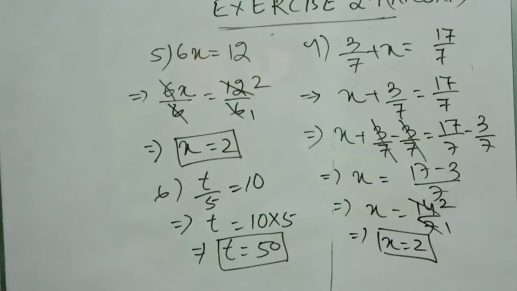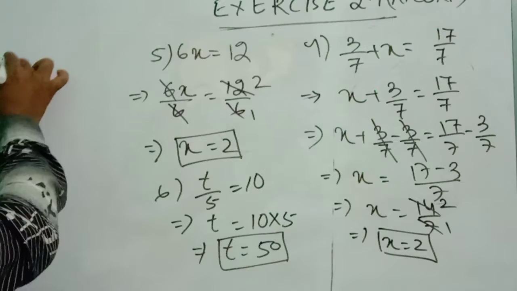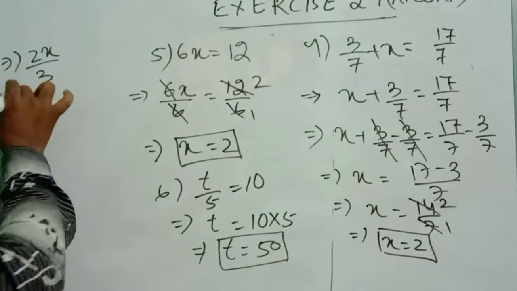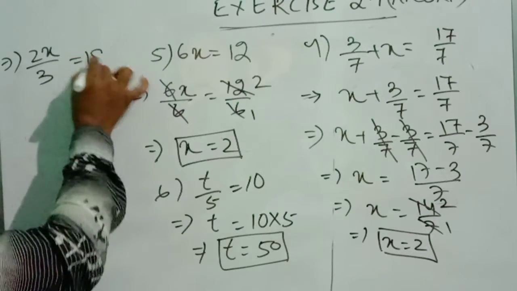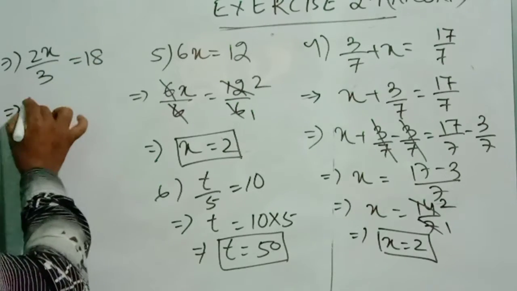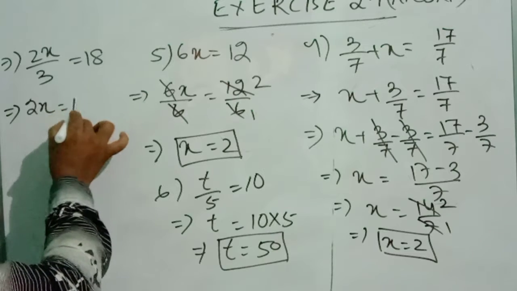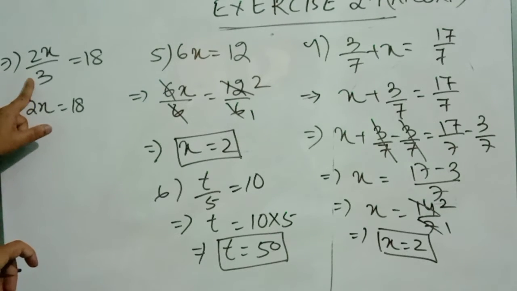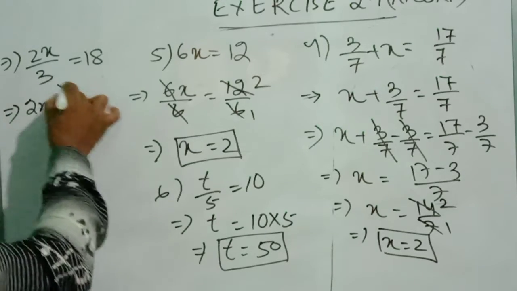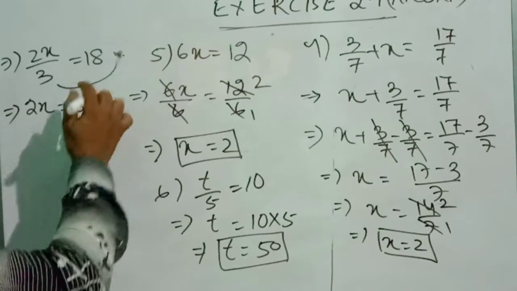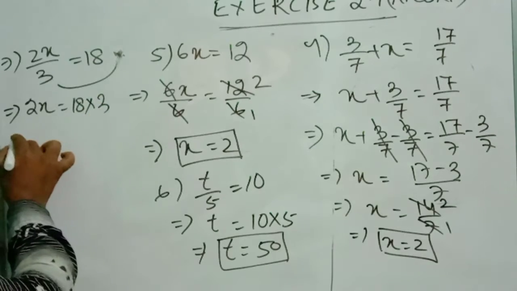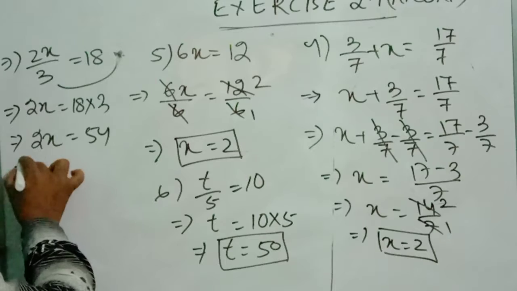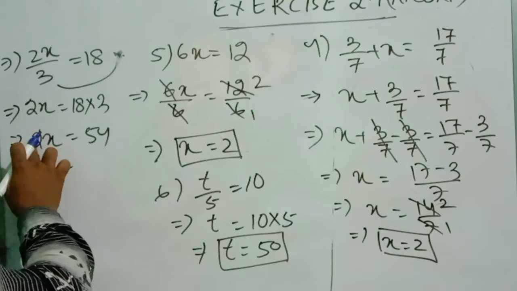Next come to number 7. 2x by 3 equal to 18. Now let us do this in this way. 2x will remain here. 3 by 3 means divided by 3. In this case it will be multiplied on the right side. That means 3. So what we are getting? 2x equal to 54.